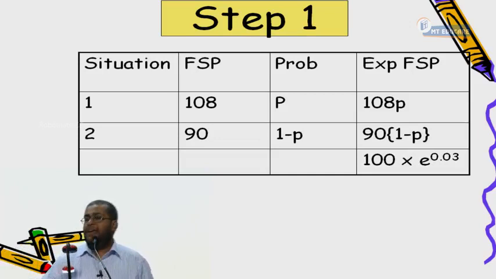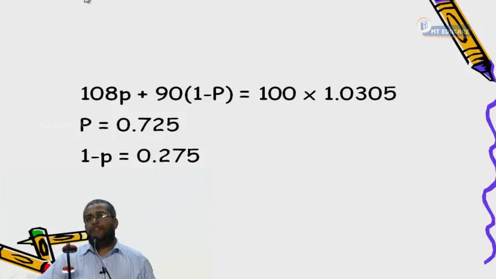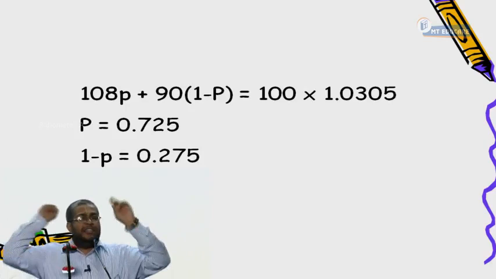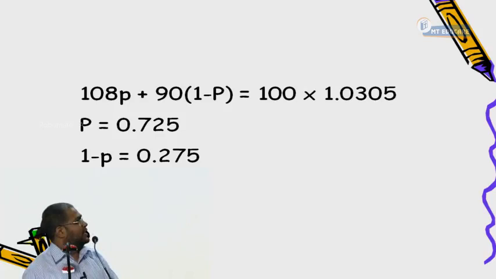If I equate it, I'll get two numbers, P and then what? 1 minus P, with 72.5% and 27.5%. That's the probability of 108 share price, and the probability of 90 share price is the meaning up to this. Everybody, are you following or not? Step one is over, risk neutral probability; forget the logic. Did you understand the procedure or not? We'll discuss the full logic later. Now, tell me the name of step two.